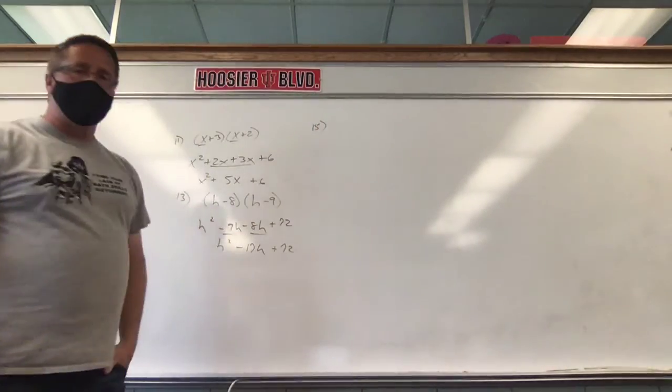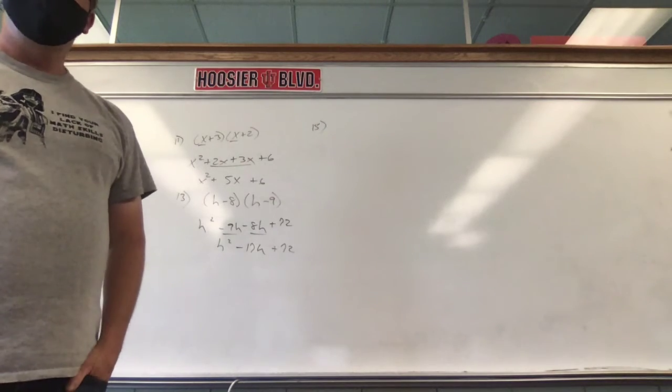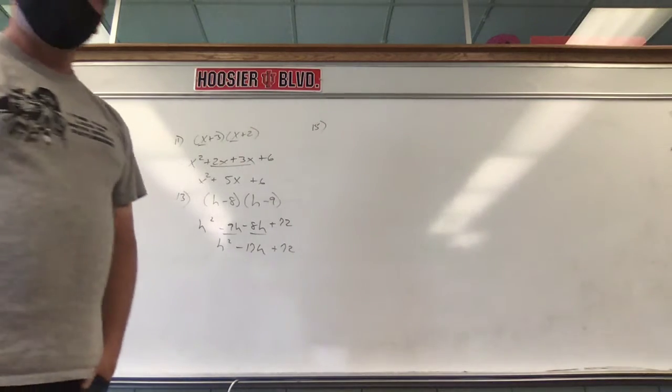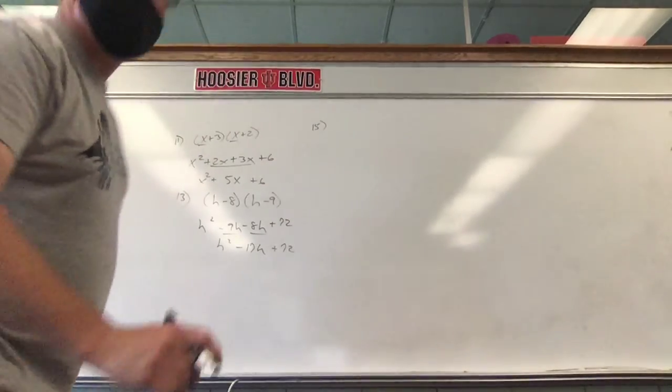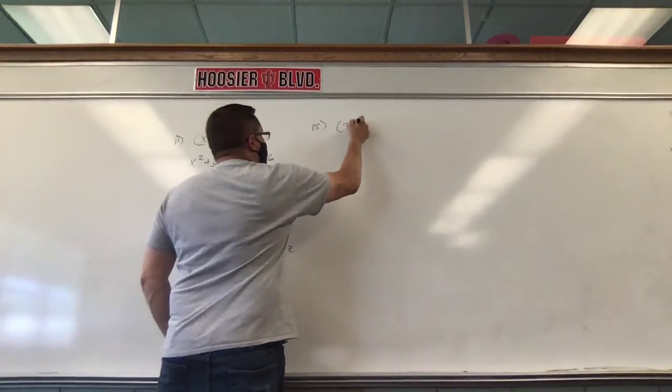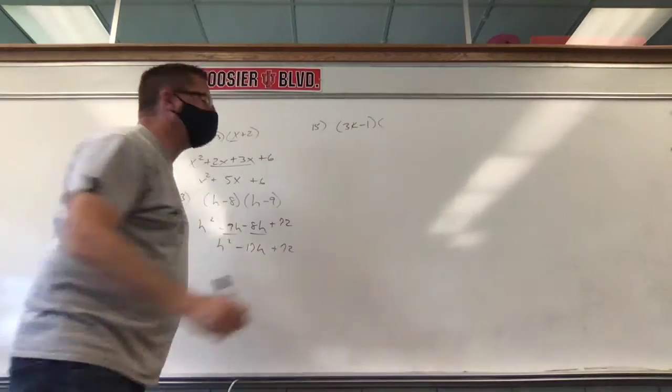If you didn't already catch on to this, which of these problems has been the hardest one so far? They're not hard. None. They're all the same problem, just different numbers. We're doing the same thing over and over and over. 3k minus 1 times 4k plus 9.